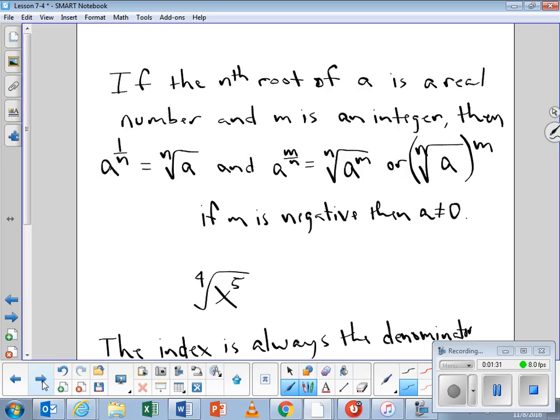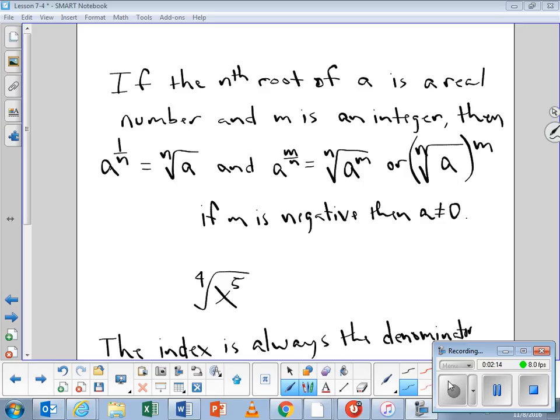Now here's the rule. I'll pause this while you copy that down, and then we'll explain what it means. It says if the nth root of a is a real number, and m is an integer, then a to the 1 over n is equal to the nth root of a, and a to the m over n is equal to the nth root of a to the m. Or you could write it as the nth root of a, in parentheses, to the m.